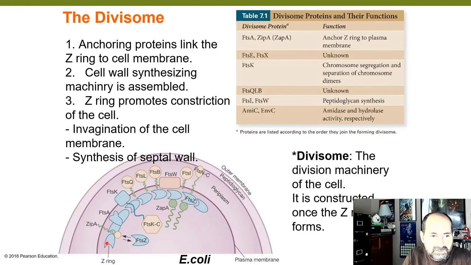So here you can see these FtsZ proteins. They come together and form a multimer of FtsZ proteins in a ring. And that ring is going to direct where the septum will form. Once the FtsZ protein is in place, you've got your FtsA and ZipA proteins that will anchor it to the plasma membrane. And then you have the rest of these proteins. You see FtsQ, FtsL, FtsB. These are all part of the divisome, which also come into play in septum formation.